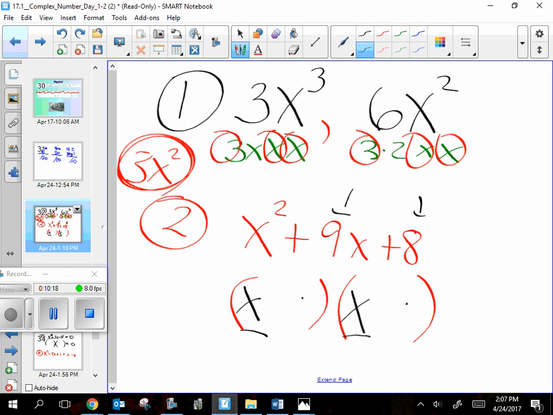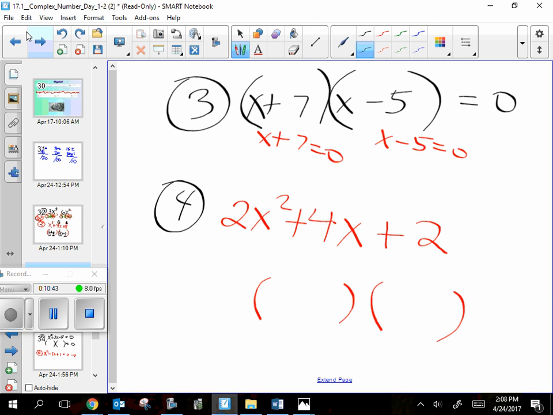Okay, number 2. What goes here? Always x and x. It's really simple to start these. Then, Mr. CF, what do you think these two are? 8 and 1, because if I multiply these, they multiply to 8, and if I add these, they add to 9, so it was x plus 8 and x plus 1. Raise your hand if you had that one factored correctly. Good.